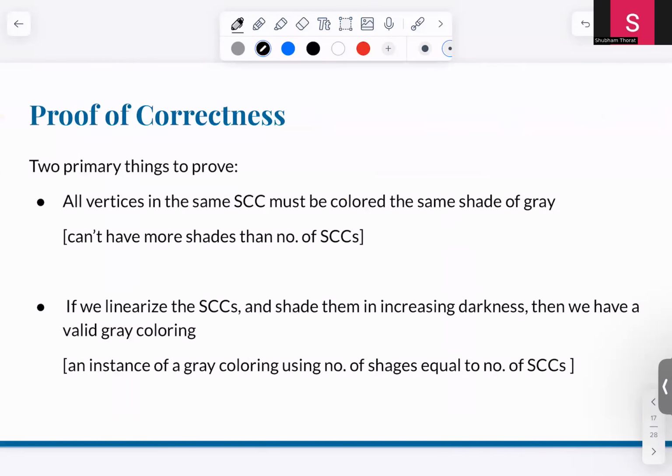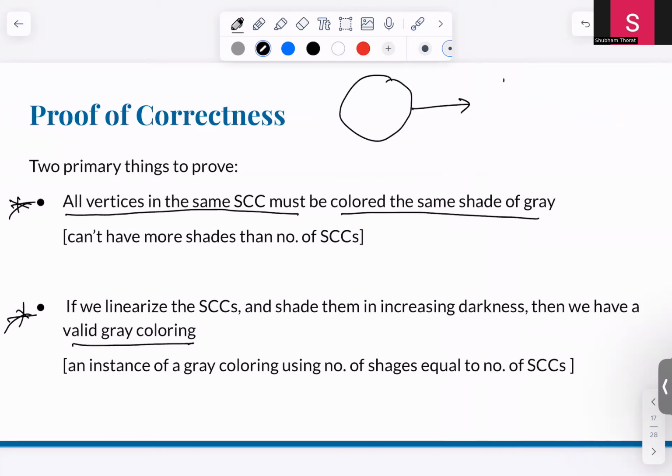So there are two primary things that you want to prove here. The first one is that all the vertices in the same SCC must be colored the same shade of gray. This is kind of an upper bound property. In the second one, we want to show that if we linearize the SCCs and shade them in increasing darkness, then we have a valid gray coloring. So we have these SCCs, and I'm creating this meta graph, something like this. First we want to show that everything in this circle is colored the same.